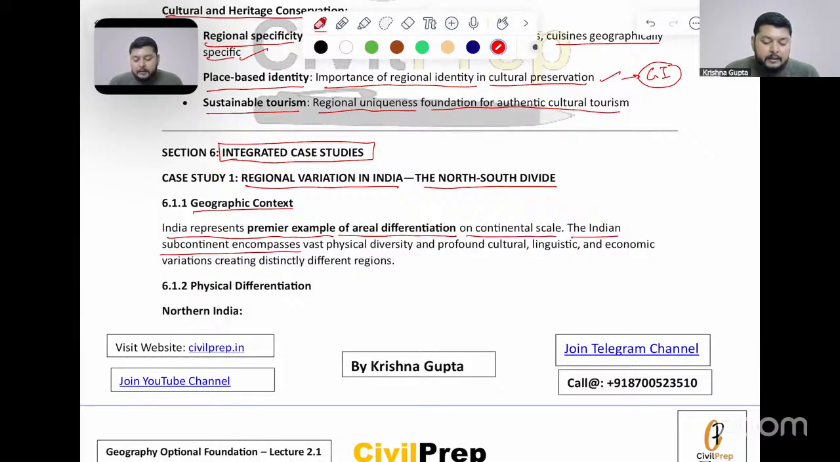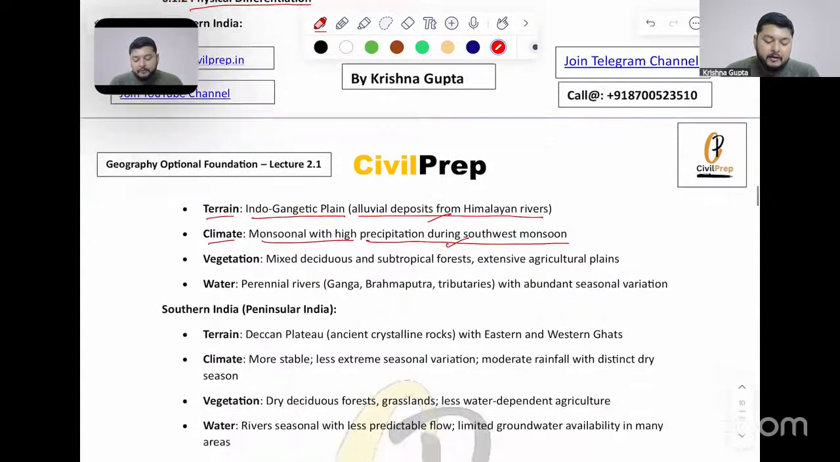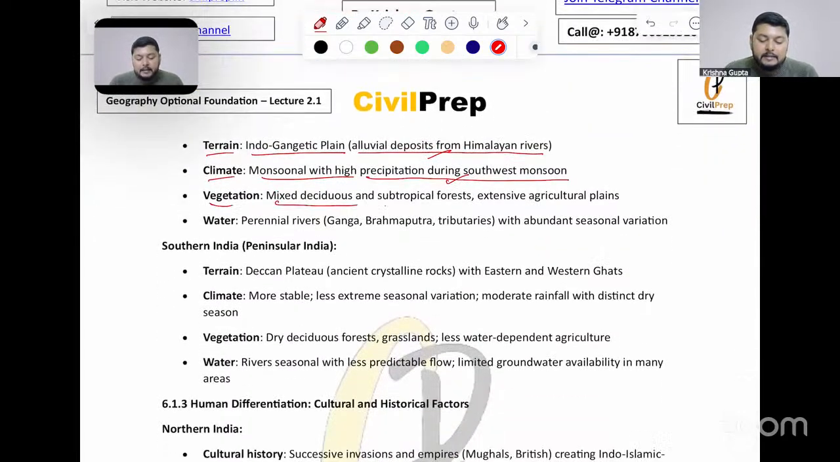The Indian subcontinent encompasses wide physical diversity and profound cultural, linguistic, and economic variations, creating distinctly different regions. Physical differentiation, that is North India: terrain, Indo-Gangetic Plain, alluvial deposits from the Himalayan rivers. Climate, monsoonal, with high precipitation during the southwest monsoon. Vegetation, mixed deciduous and subtropical forest, with extensive agricultural plains. Water, perennial rivers like Ganga, Brahmaputra, and their tributaries, with abundant seasonal variations.